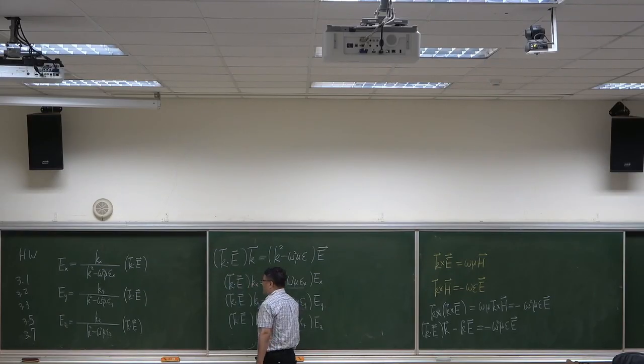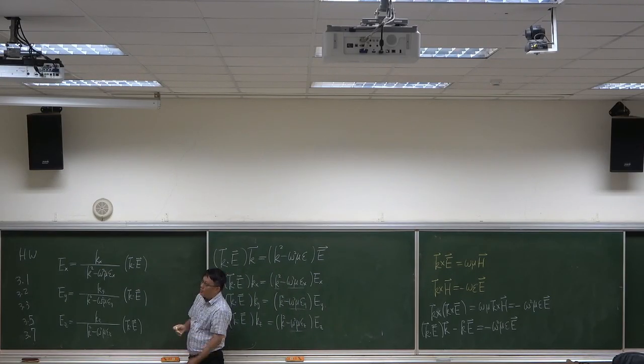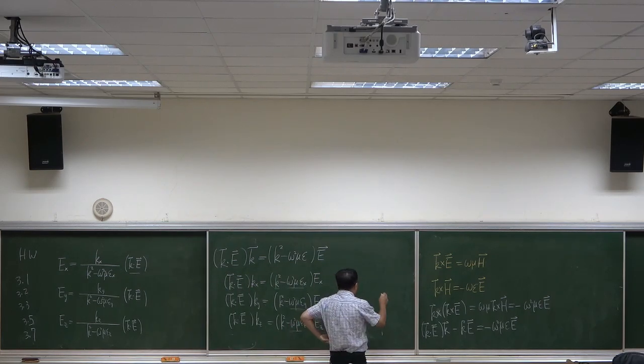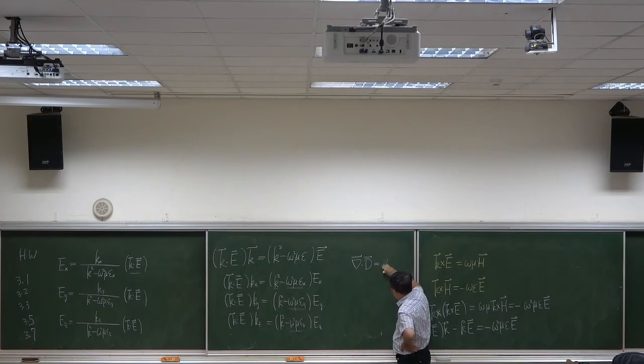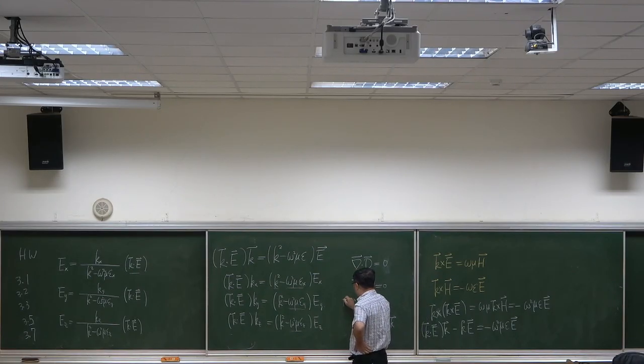Here I must emphasize that in anisotropic medium, in general, K dot E is not equal to 0. Okay, because according to Maxwell equation, we have divergence D equal to rho f. If rho f is equal to 0, what we can obtain is K dot D equal to 0. This means that suppose this is the direction K, and then the direction D is perpendicular to K.